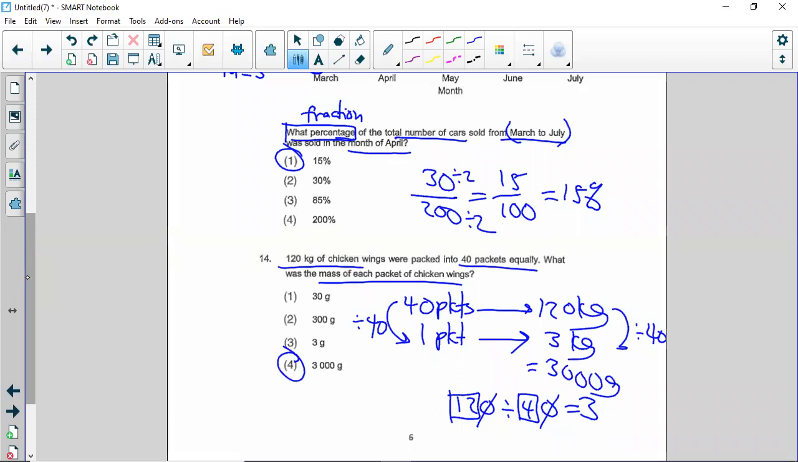Simple so far? Do you think the questions are quite easy until now? Not really very hard. It's quite straightforward. But you need to be prepared in your school. Some schools may have harder papers, right? So this is actually not that hard. Okay, let's go to question 15.